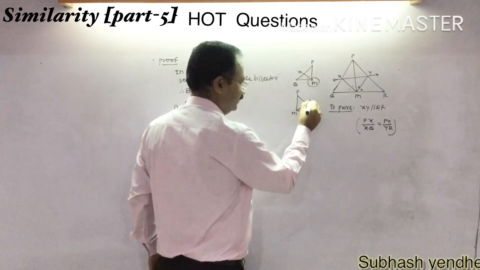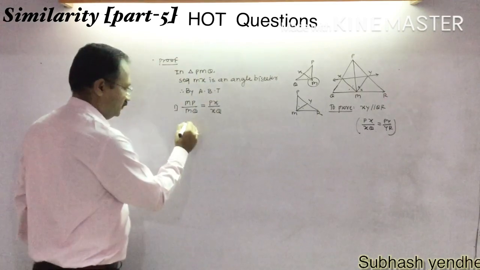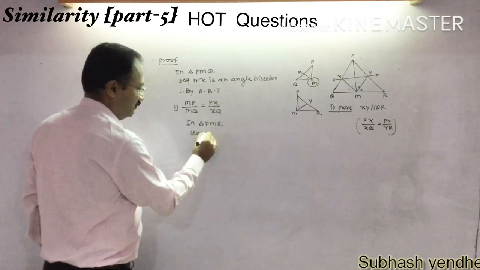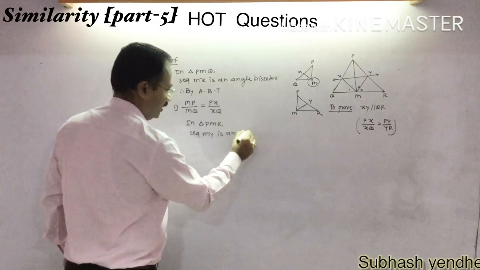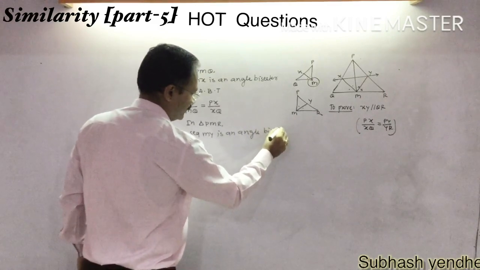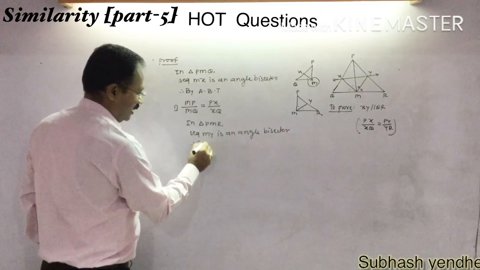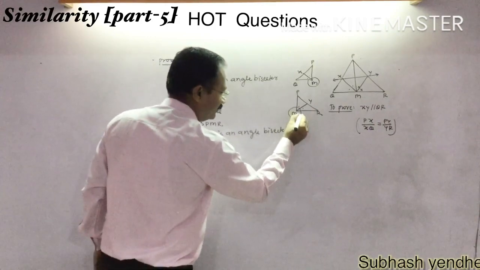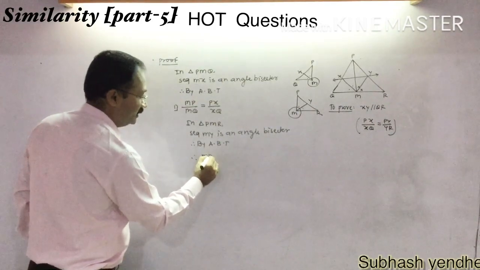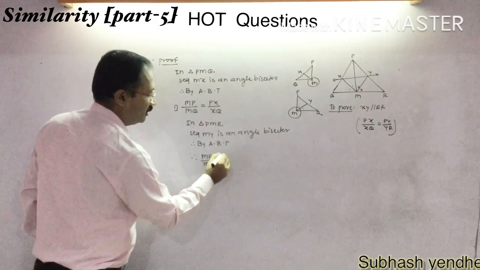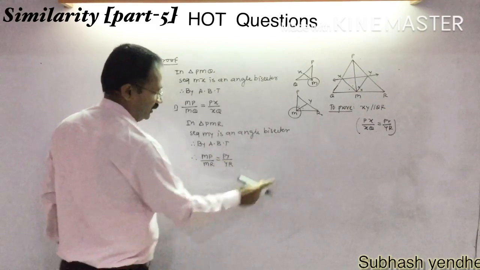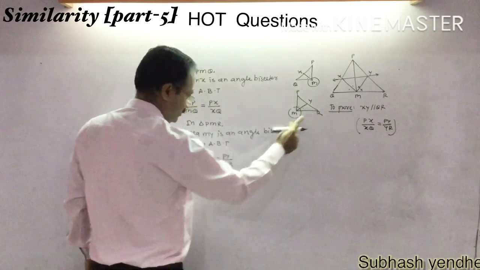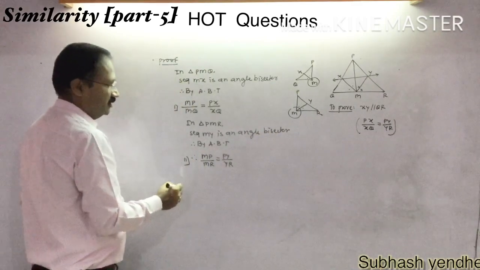Same from this side, this is PMR and this is an angle bisector. So in triangle PMR, segment MY is an angle bisector. Therefore by angle bisector theorem, you have to write it from which point? Angle bisector point. So MP upon MR equals PY upon YR. Always remember you have to start from the angle bisector point, go to the upper side and then write this one. Okay, give the number 2.